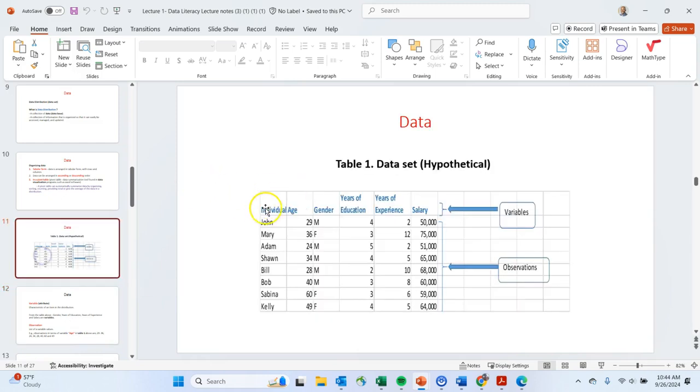In this data, you can see that we have fields or variables. Age, gender, years of education, years of experience, and salary are actually variables, or we can say they are fields. And these individuals are observed according to these fields. For instance, if you take Mr. Sean, we can observe his age, gender, years of education, and years of experience, and in fact, his salary. So these are the observations.